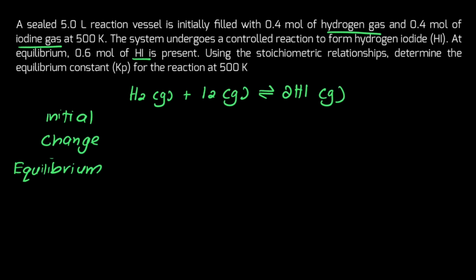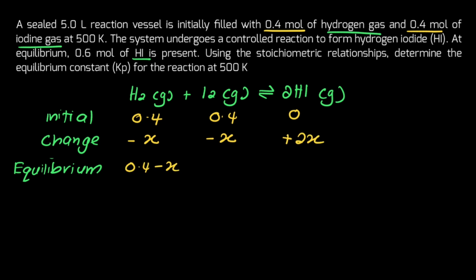Next up, we are going to do the ICE diagram. In the question it says that we have 0.4 mole of hydrogen gas, so here will be 0.4, and then another 0.4 mole of iodine gas, so here is 0.4 mole, and initially there's no hydrogen iodide. Then the change, because we have only 1 mole, is negative x, negative x, plus 2x. Therefore, you will get 0.4 minus x, 0.4 minus x, and 2x.